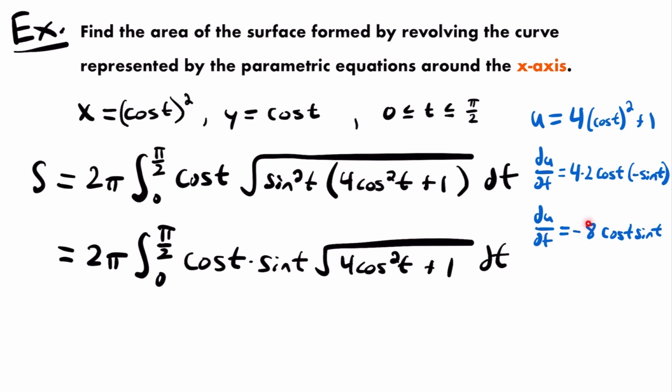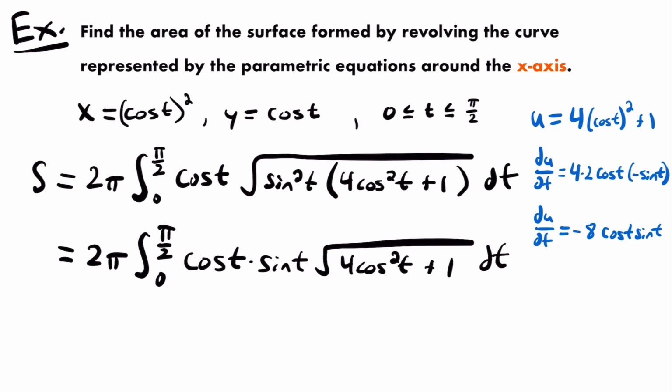And ignoring this negative 8, cosine t sine t can be found within our integral right here. We have a function and its derivative. So u substitution is going to work very nicely for this integral. What seemed to be a very complicated integral is now going to become very simple and easy to integrate.